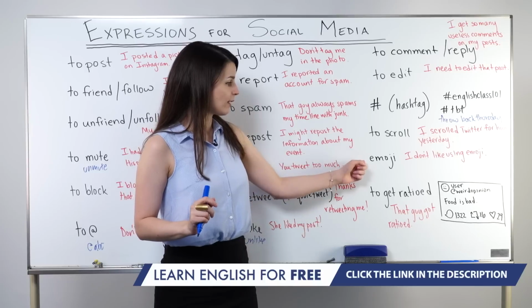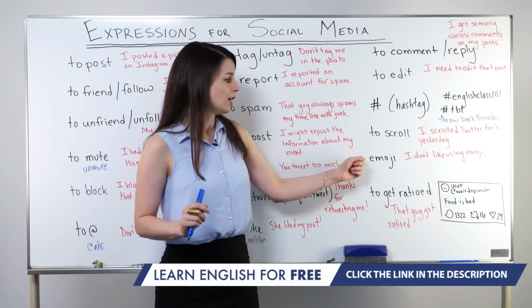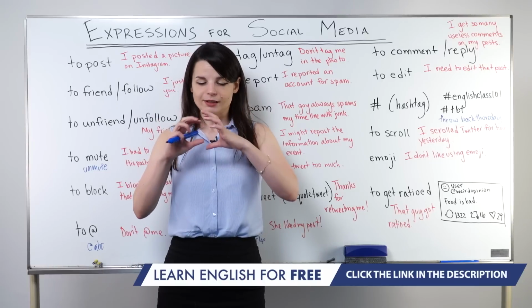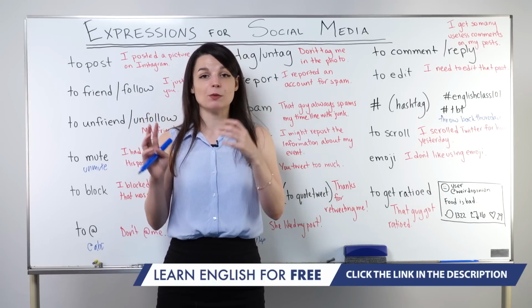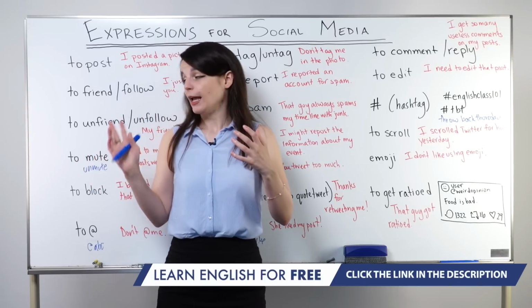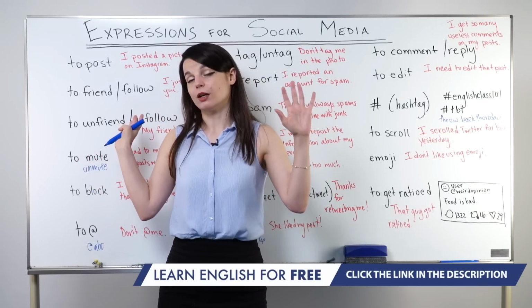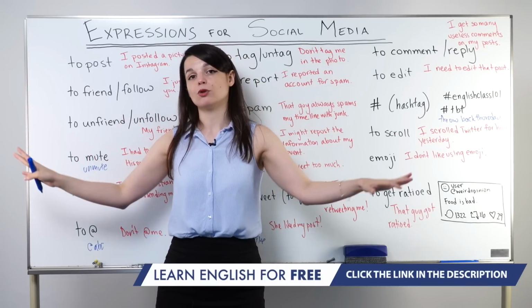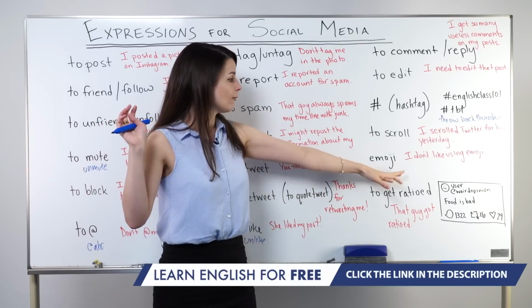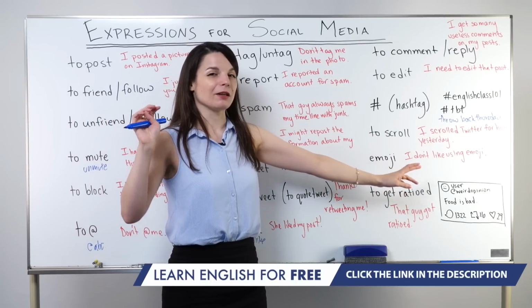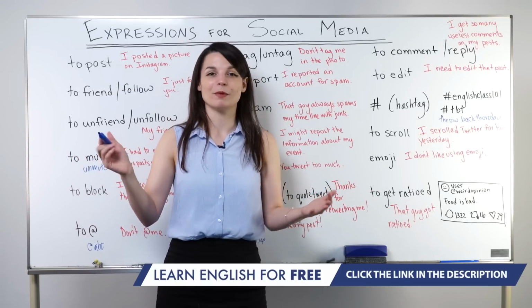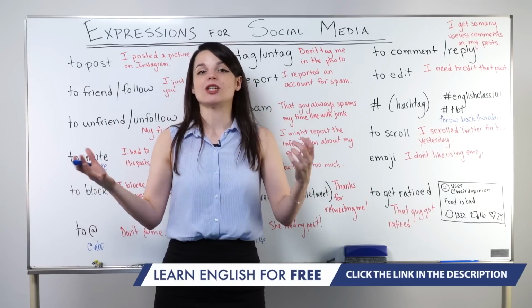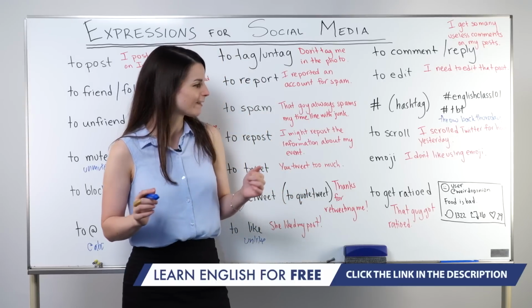Okay, the next keyword is emoji. So emoji are those little faces or the little characters, the little pictures that we can use in text messages and in the text in our posts on social media. These are called emoji in English. For example, I don't like using emoji. So some people really like them, some people don't like to use them so much. It's up to you. Emoji is the word we use to talk about those.